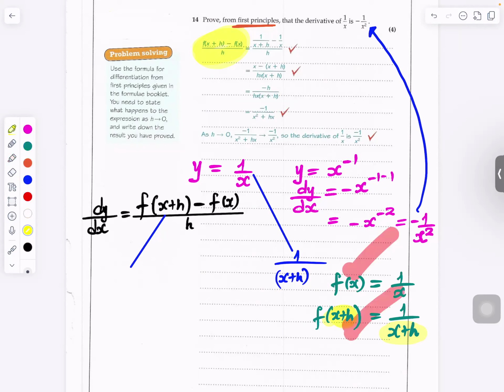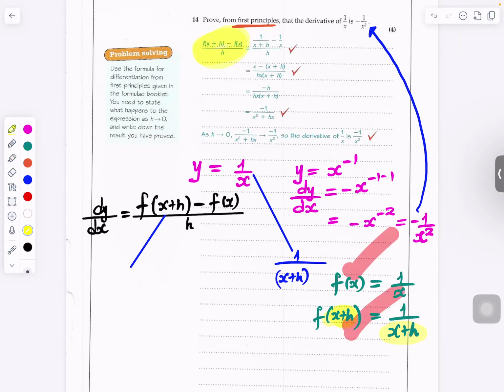Now, remove the bracket. What is x times x? Squared. x squared. And then x times h, xh. So that's minus 1 over x squared plus xh.